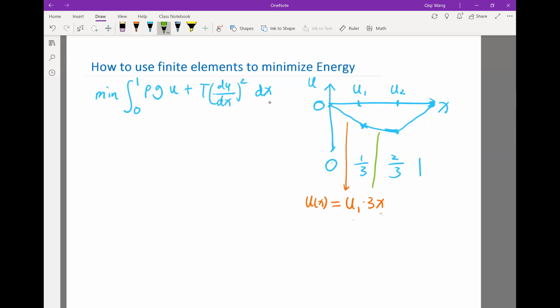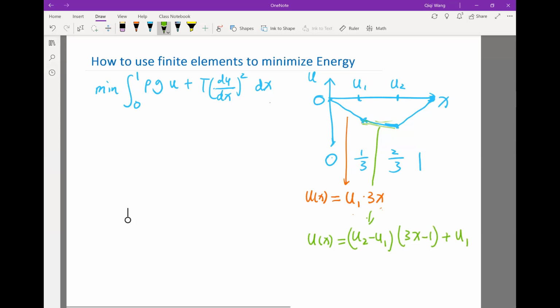In the second element, my u of x is going to be a little bit different. It's going to be u2 minus u1, so that's the delta here, right? That can be multiplied with 3x minus 1, and then plus u1. So this is constructed such that when x is equal to 1/3, this is going to be 0, and we are left with u1. But when x is equal to 2/3, this evaluates to 1, right? So that u2 minus u1 plus u1 is equal to u2. So we match here and here.